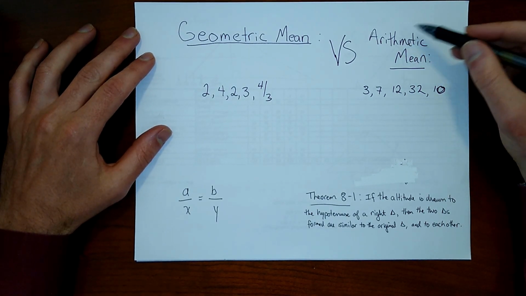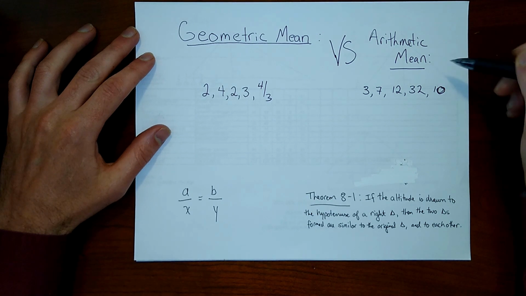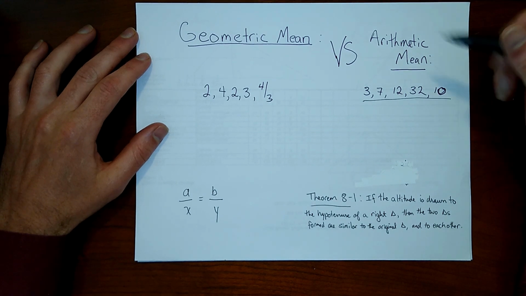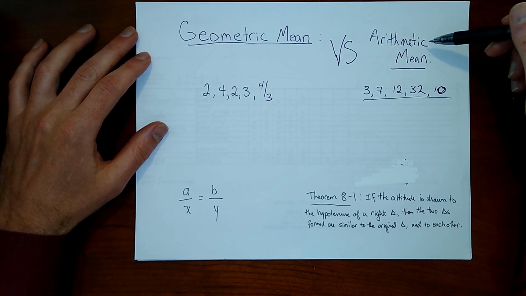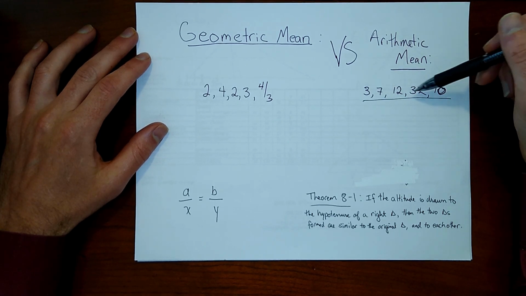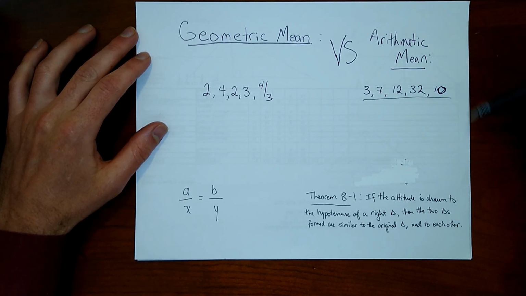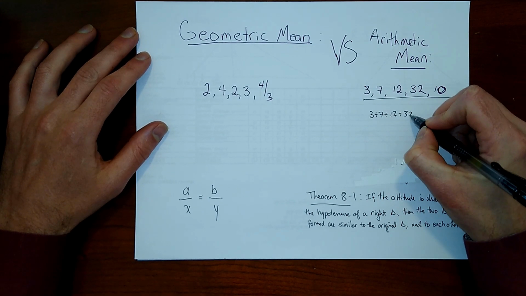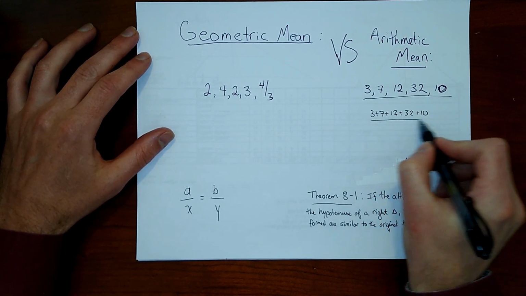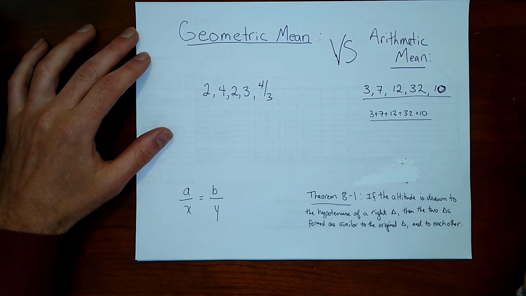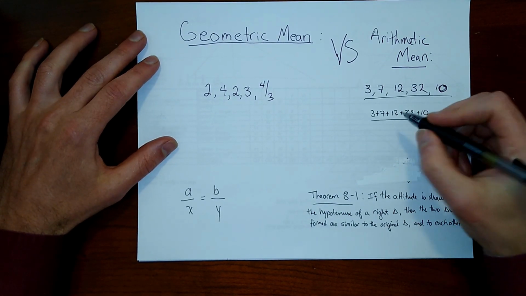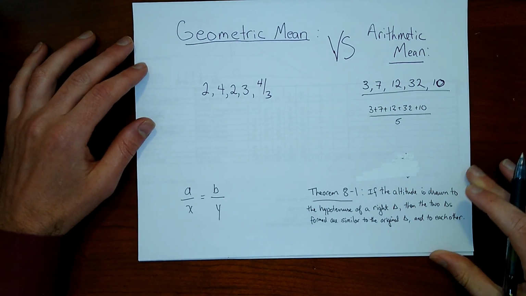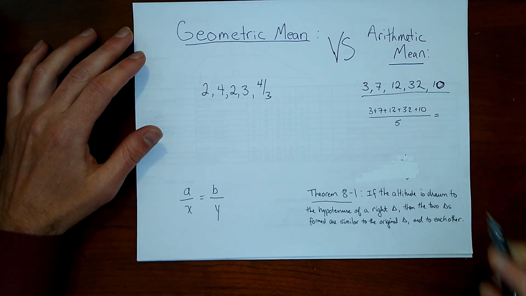So let's think about the arithmetic mean first, since that's what we're familiar with. If I have a group of numbers like 3, 7, 12, 32, and 10, and I want to find the average or the mean of those numbers, the arithmetic mean at least, then what I'm going to do is add all of those numbers up, take the sum of all of them, and then divide it by the number of items that I'm averaging. So there are 5 numbers being added here, so we divide by 5, and that will give us what we call the arithmetic mean, or our average.